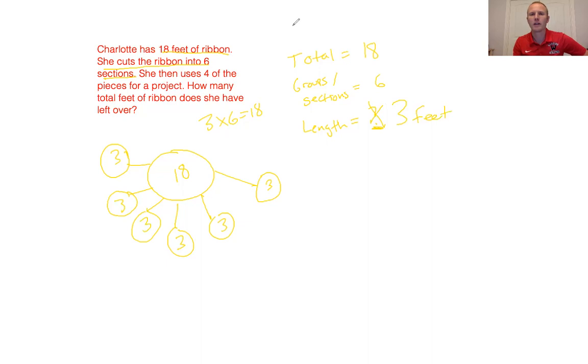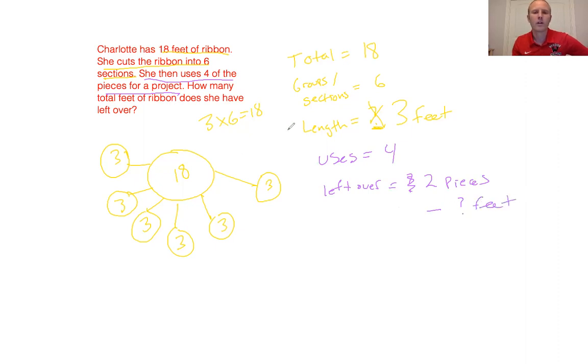We can move on to the next phase of the problem, and I'll do it in a different color for you. It says that she then uses 4 of the pieces for a project. That is important. So she's going to use 4 of them. Now let's find out what they want us to know, though. How many total feet of ribbon does she have left over? So she uses 4, and we know the number of pieces left over is 2. 2 pieces and some number of feet that we have to figure out.